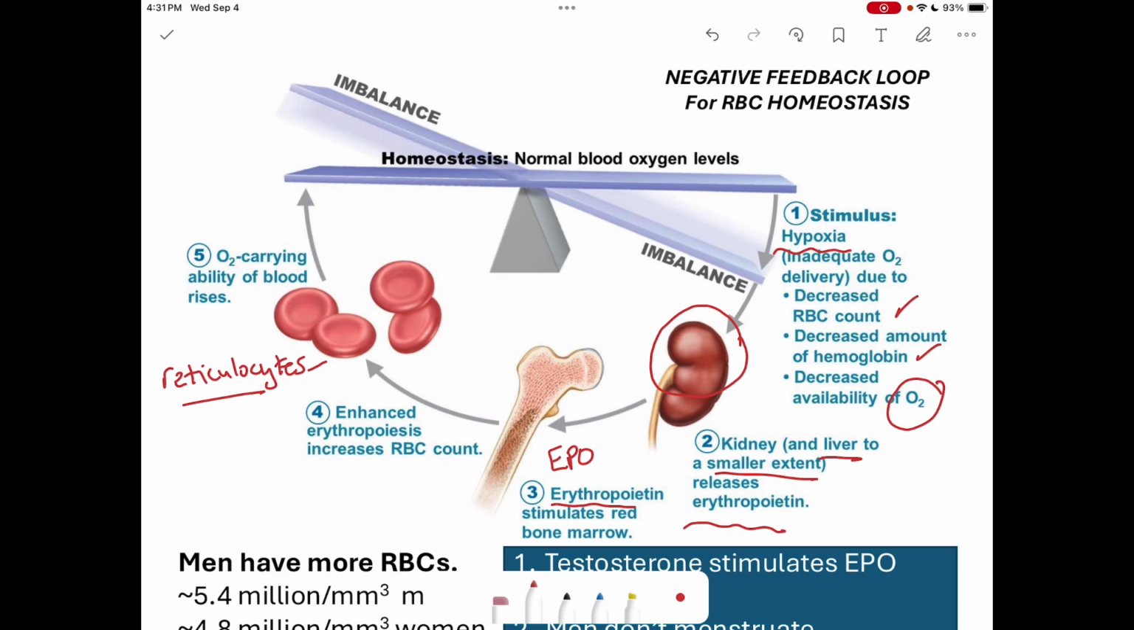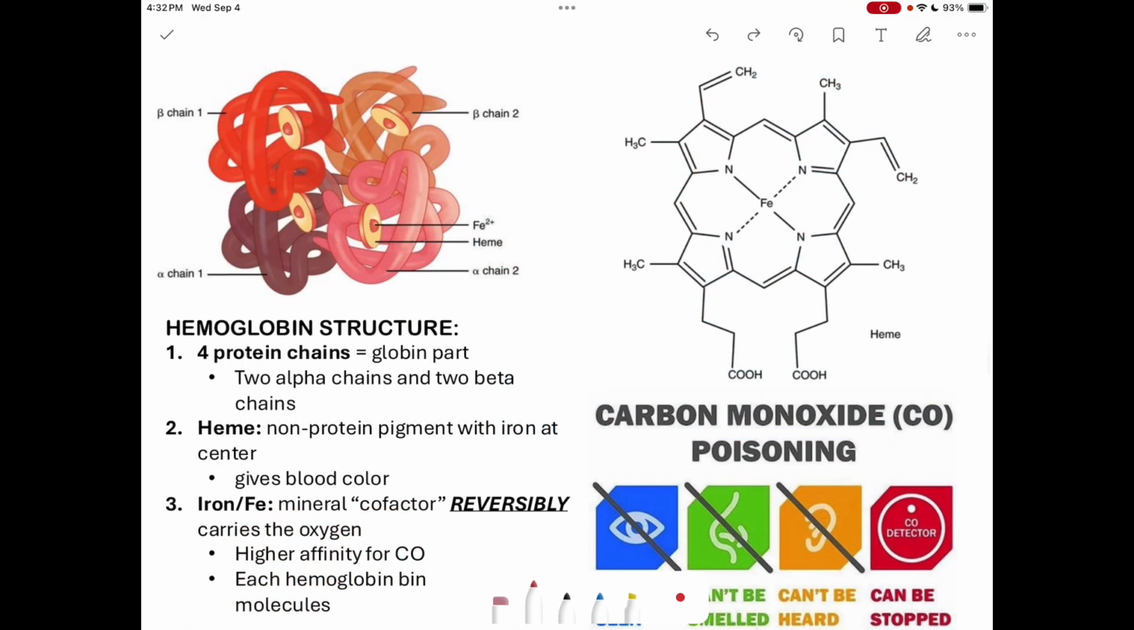Once there is more red blood cells, you think this is also going to increase oxygen carrying capacity, and then that should lead to homeostasis. So red blood cells are actually not really cells. They don't have a nucleus.